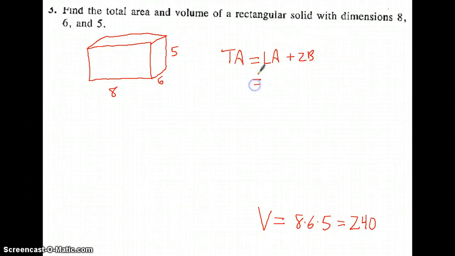There's no reason I have to do that. I could actually say, well, it's 2 times 8 times 5, it's 2 times 5 times 6, it's 2 times 8 times 6, and add those up. But I know you're used to formulas, so this is okay.